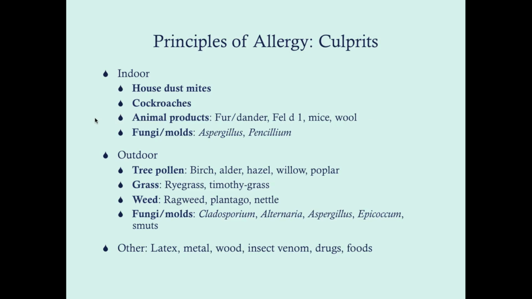However, with any of these, you're going to need to get an allergen skin test. You can't just make a diagnosis of what they're allergic to based on a history. You're going to need to get actual testing. And in a lot of cases, they're going to be allergic to several of these things. Other things you can be allergic to, more synthetic things, latex and metal. You can be allergic to various woods, certainly insect venom. So there's people that are allergic to bee venom who can become anaphylactic and die from that. And various drugs and foods.